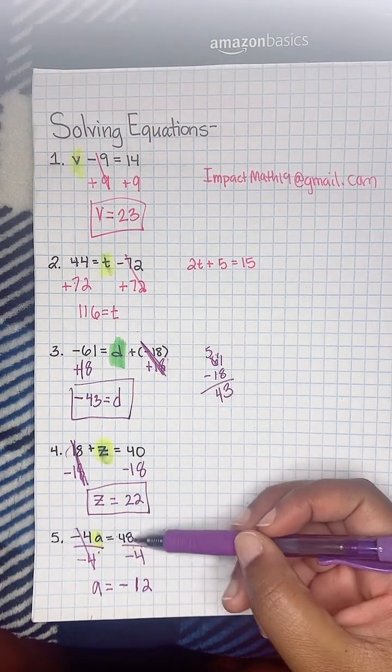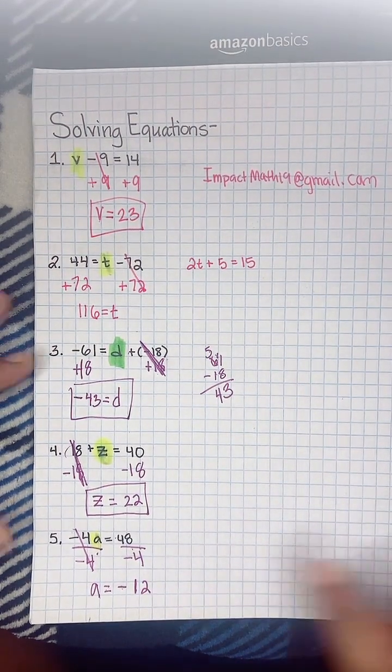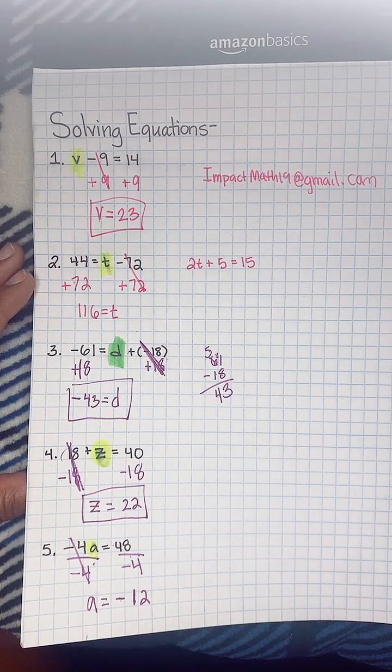Okay. And how I look at this, 8 divided by 4 is 2. 4 divided by 4 is 1. Okay. That's how you can break that down if you don't see it.